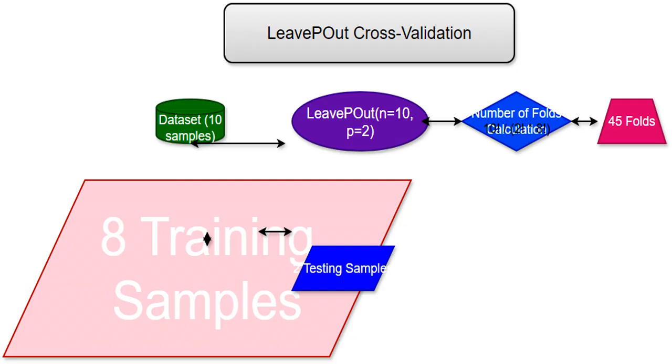In each of the 45 iterations or folds, 8 samples will be used to train the machine learning model. Because there are 10 samples and 2 are held out for testing, 10 minus 2 equals 8 remain for training. Think of it as giving the model 8 examples to learn from before testing its knowledge.